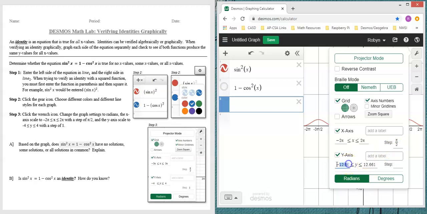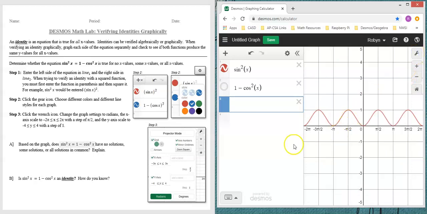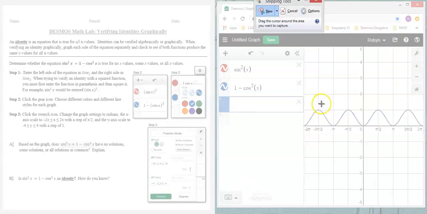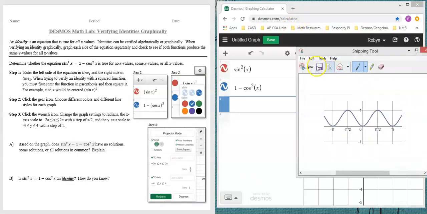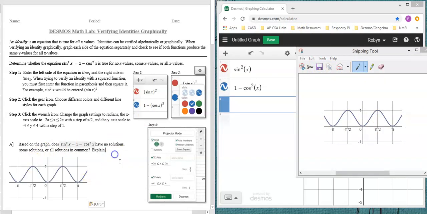Okay, then we'll make our y-axis go from, let's do negative 5 to positive 5 in steps of 1. And now when we look at the changes, we can see that the red and the blue coincide on this graph, and that means that those are identities. So I can use my snipping tool here, just grab a picture of this graph, we'll copy that, and then we'll paste it into the answer question.